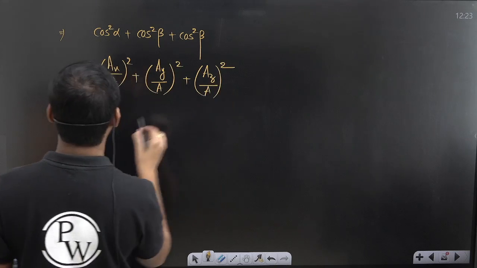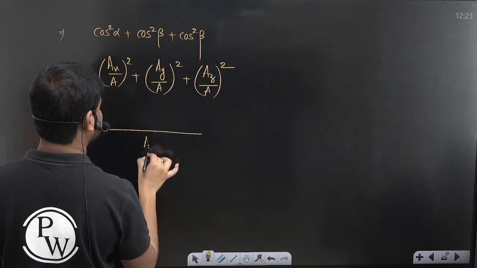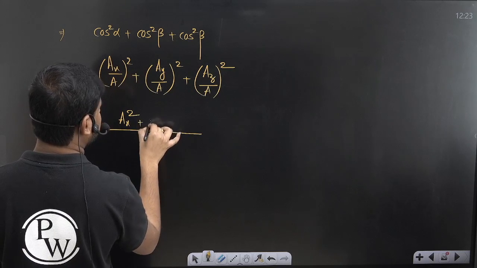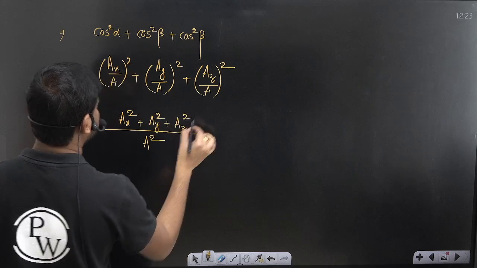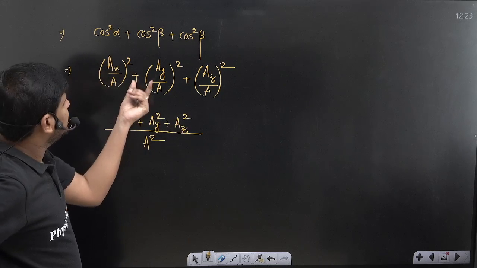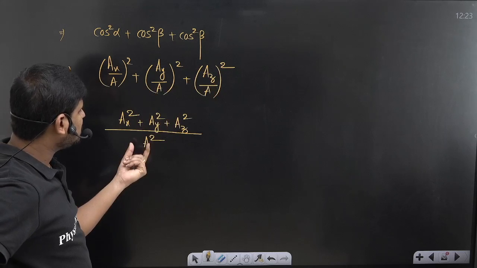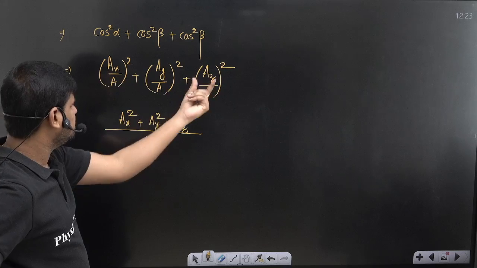So if you do further, in the denominator all are A square, so that's why I am writing A square. In the numerator it's going to be Ax square plus Ay square plus Az square. Simply see, we are doing the square: Ax square by A square, Ay square by A square, Az square by A square. Then I took the LCM, A square. So then it's going to be Ax square plus Ay square plus Az square.